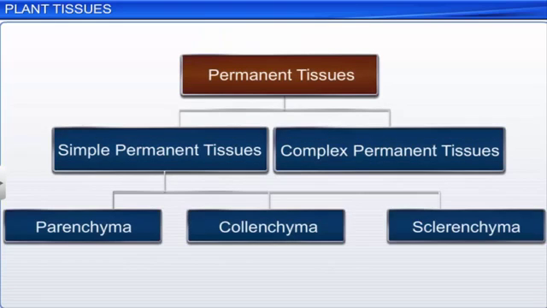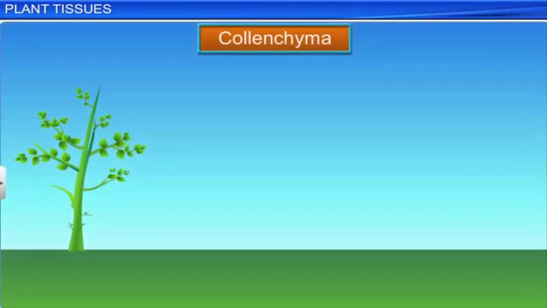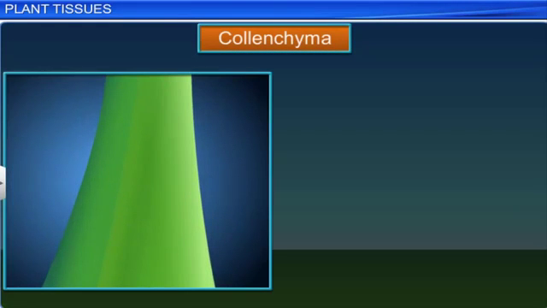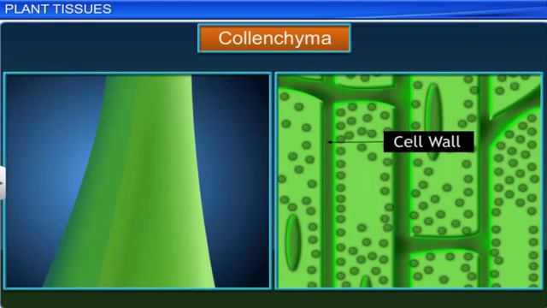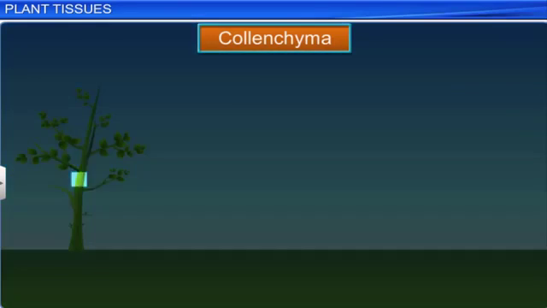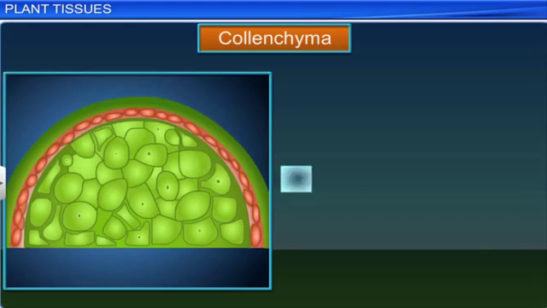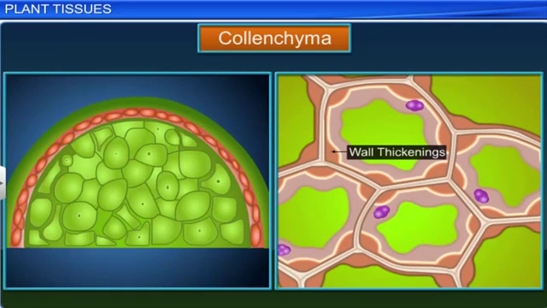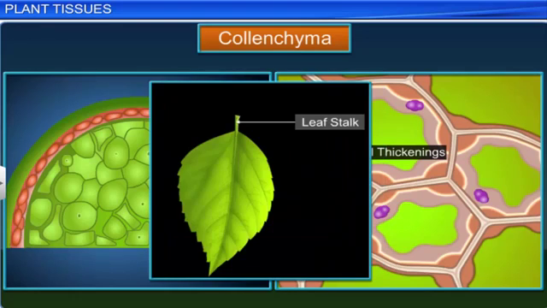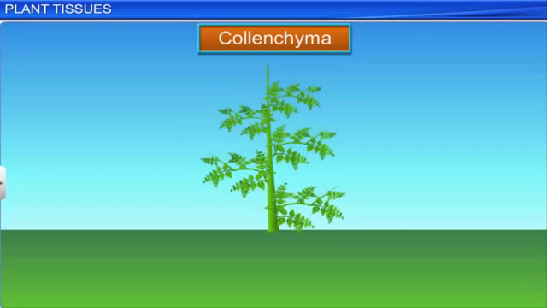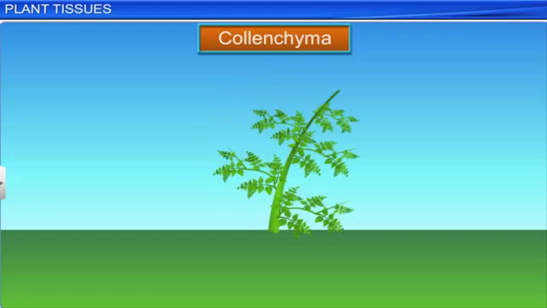Let's take a look at another simple permanent tissue, the collenchyma. Collenchyma consists of elongated living cells with cell walls made of cellulose and pectin. These cells are irregularly thickened at the corners and have little intercellular spaces. They occur in the peripheral regions of stems, below the epidermis in leaf stalks, leaf midribs, and also in herbaceous dicot stems. Collenchyma tissues provide mechanical support and flexibility in plants.